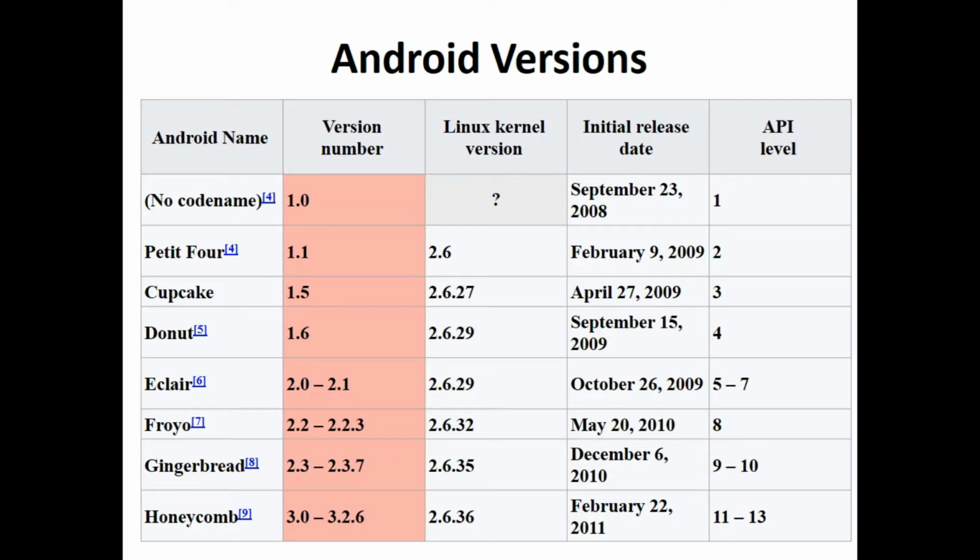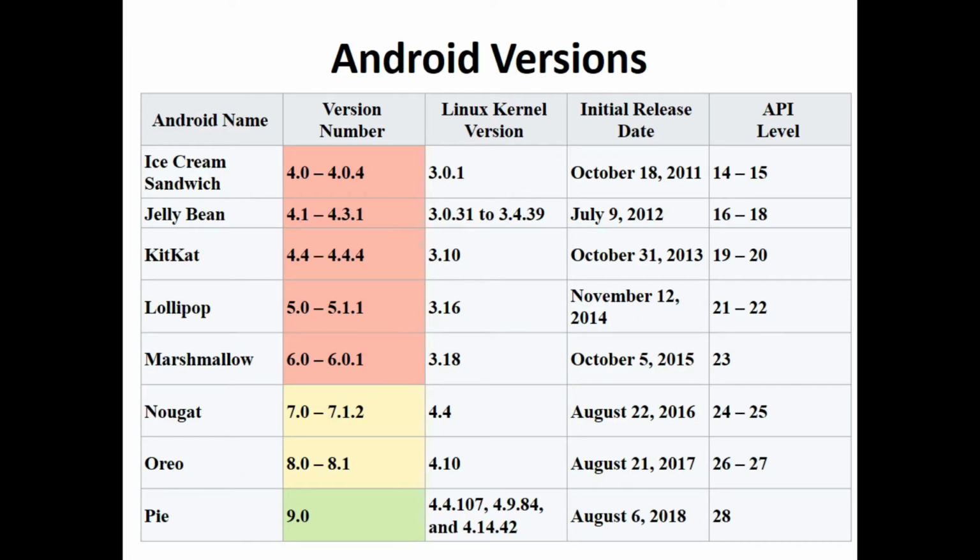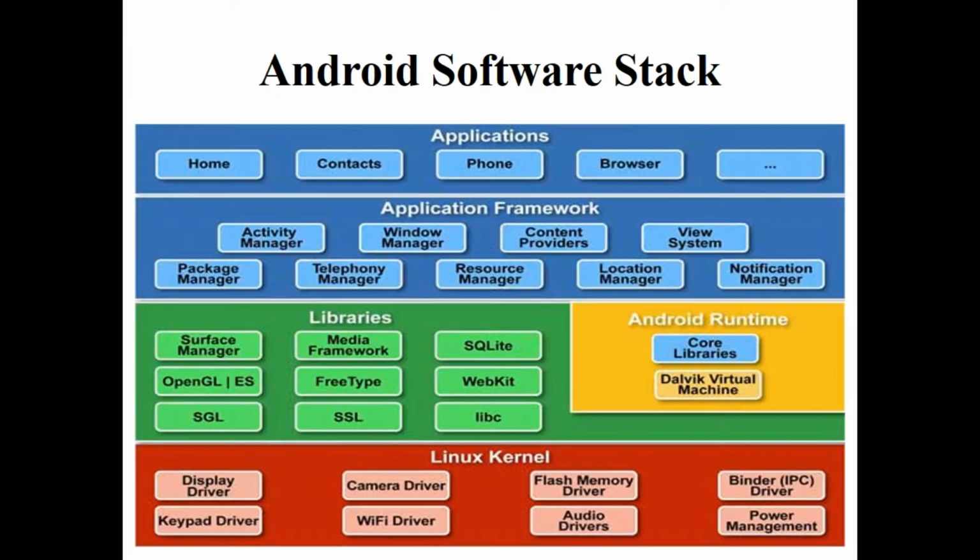Now these are the versions of Android from version 1.0. There was no name for Android at first, but from 1.1 we have names: Petit Four, then Cupcake, Donut, Eclair, Froyo, Gingerbread, Honeycomb, Ice Cream Sandwich, Jelly Bean, KitKat, Lollipop, Marshmallow, Nougat, Oreo, Pie. There are so many versions. Right now we are using 9.0 Pie, and the API level is 28.